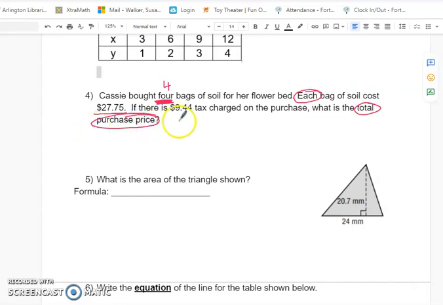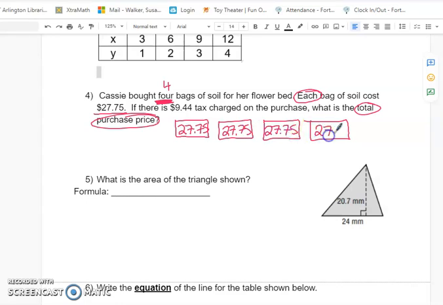So we have 4 bags, right? You do not have to draw this. I'm just explaining how it works. So this is 1 bag. It costs $27.75. And the next one also costs $27.75. And the next one costs $27.75. Okay, so your job is to find that total, right? Once you get that, what we call subtotal, you have to add the tax. They already calculated it for us, so we need to add it on there. So y'all solve for that.